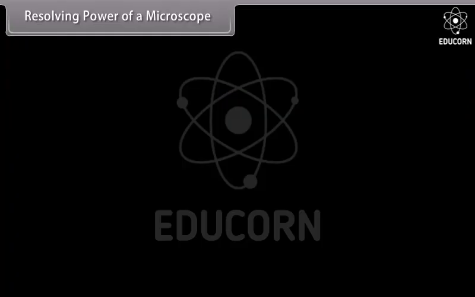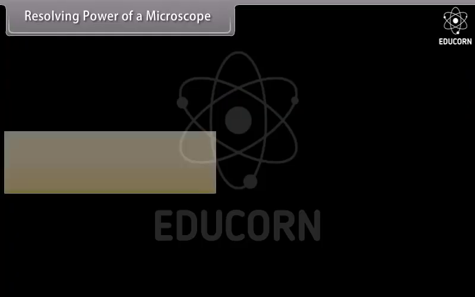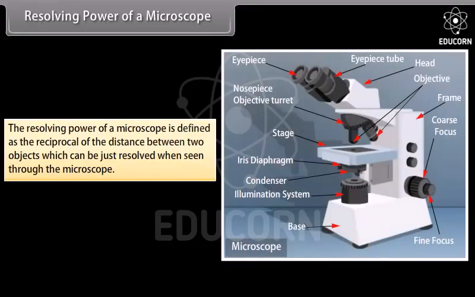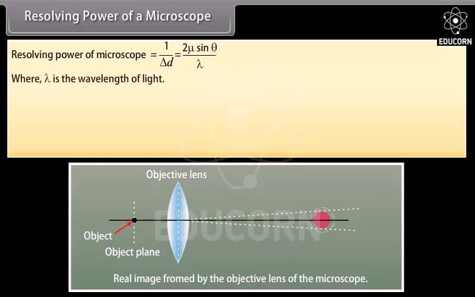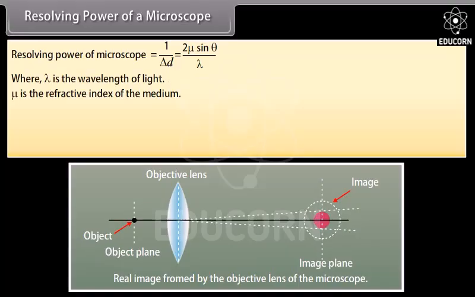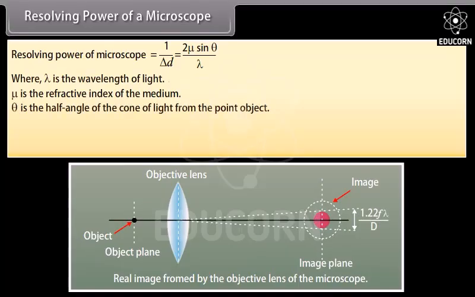Resolving power of a microscope. The resolving power of a microscope is defined as the reciprocal of the distance between two objects which can be just resolved when seen through the microscope. 1/ΔD = 2μ sin θ / λ, where λ is the wavelength of light, μ is the refractive index of the medium, and θ is the half angle of the cone of light from the point object.